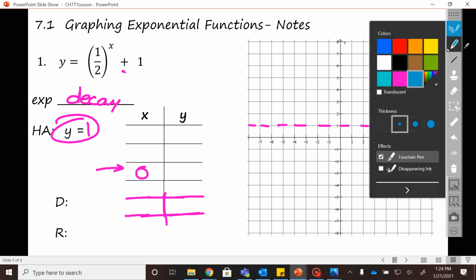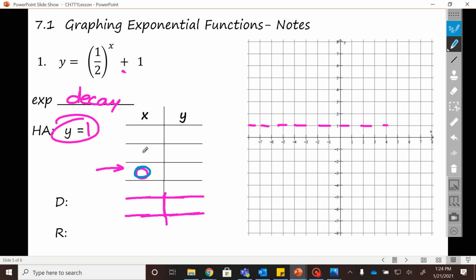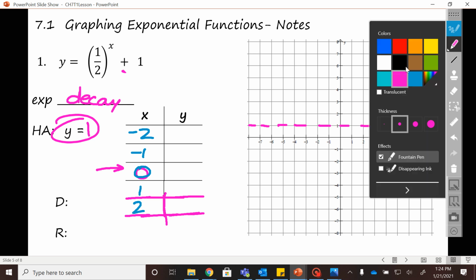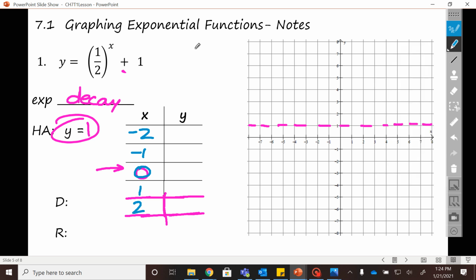To the left of 0, we have -1, and to the left of that, we have -2. To the right of 0, we have 1, and to the right of that, we have 2. So we're going to plug these in to create our points and to find all 5 ordered pairs. Then we'll plot them so that we can create our graph. So first I'll plug in -2.